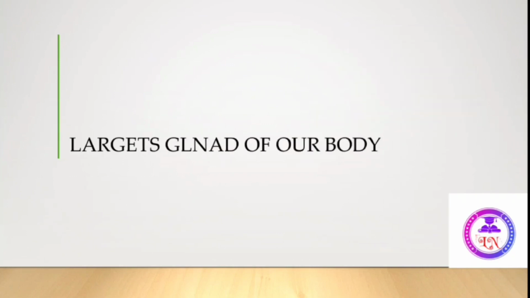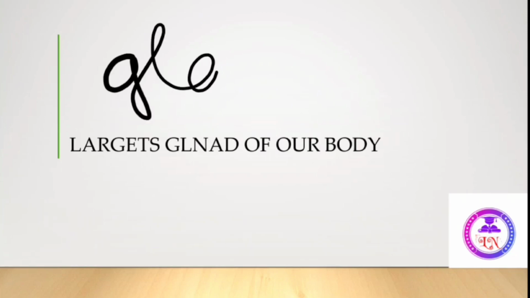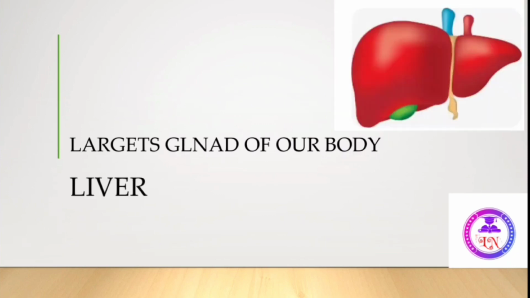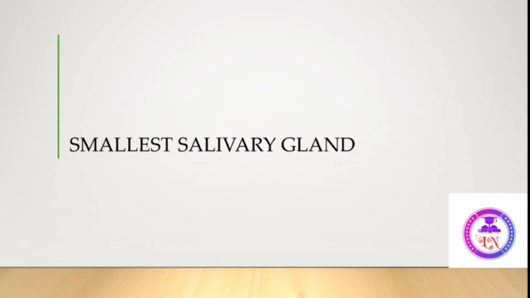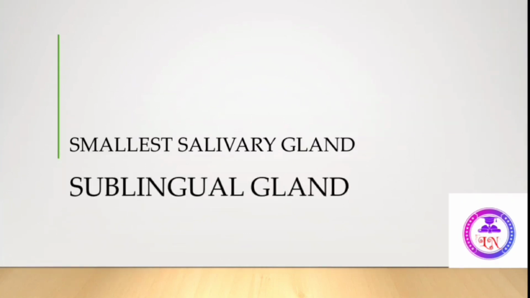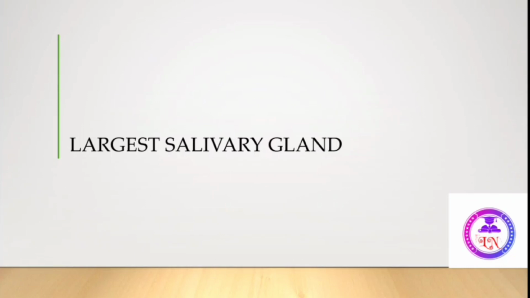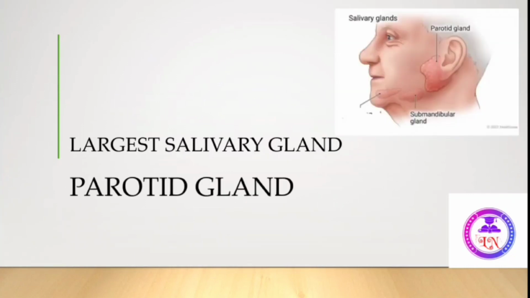Now coming to the largest gland of our body. The spelling of gland went wrong. The largest gland in our body is the liver. Now, which is the smallest salivary gland? The sublingual gland in our body. See, this is the sublingual gland. That is the smallest salivary gland. And then the largest salivary gland is the parotid. This is the parotid gland, the largest salivary gland.